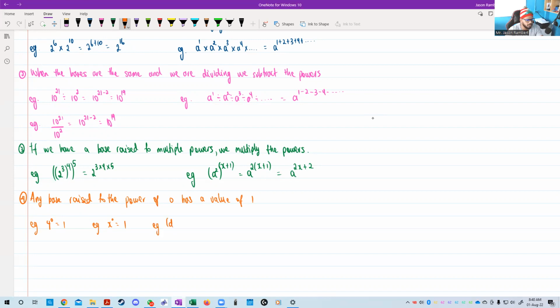And I like to use this one: desk to the power 0. Desk is the base, raised to the power 0, that has a value of 1. Yeah?